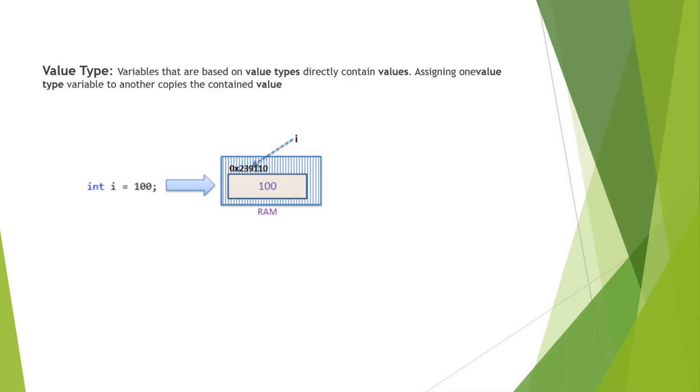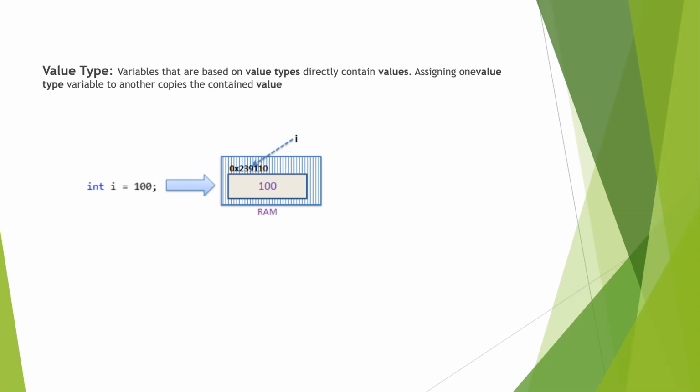Based on this address, you can access this value. In the C language, we use the ampersand that represents an address. If I use &i, that gets the address of the i variable, and with that address we get the value directly from memory. So variables that are based on value types directly contain the values. Assigning one value type variable to another copies the contained value. So this is what a value type is.